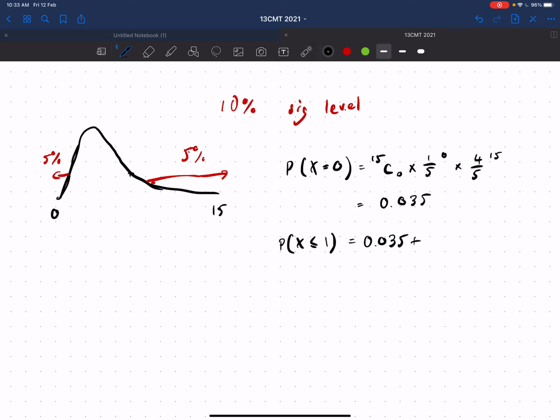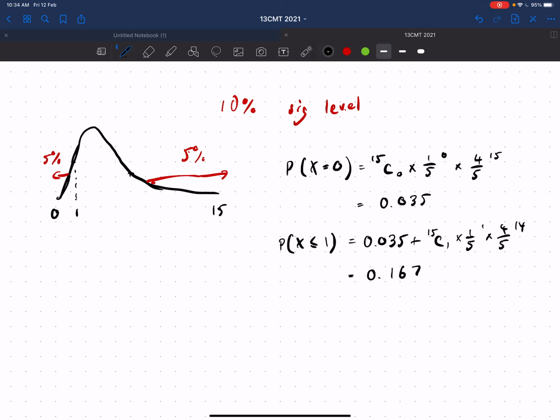So for instance, once I get to times 0.8 to the power 15, once I've got that value here, I'm just going to add on my next value. I'm not going to keep rewriting it. So I'm just going to add on 15C1 times 1/5 to the power 1 times 4/5 to the power 14. What does that value give me? 16.7%, or 0.167. So that is no longer in my region. So 0 is in my region, but 1 is not.